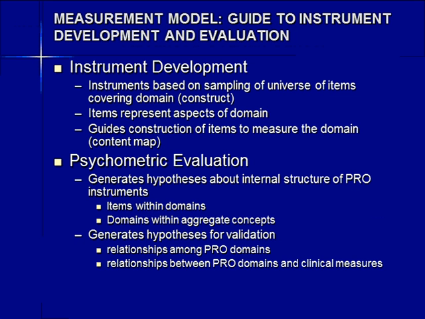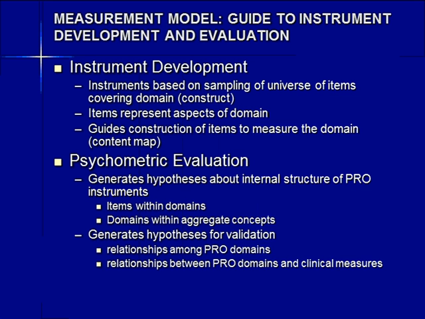So this process of instrument development and evaluation tends to take place outside of the trial in the beginning and then migrate into the clinical trials to determine their real-world relevance and utility. Instruments that are based on the sampling of a universe of items covering a domain are usually the way to go in terms of instrument development, and we want items to represent as many, if not all, aspects of that domain, and also that we want the instrument development work to have a content map that guides the construction of items to measure that domain.